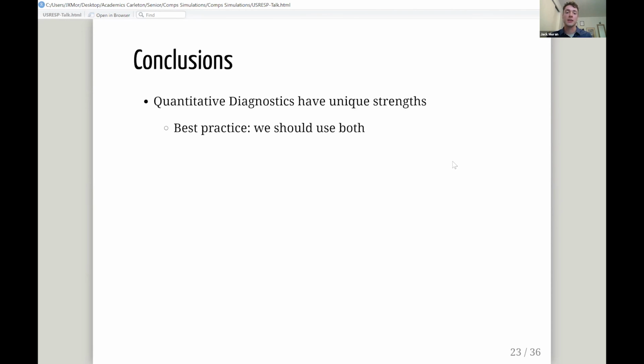The conclusion is that the lineup protocol and quantitative diagnostics both have unique strengths. Best practice, if we're trying to evaluate logistic data, is we should use both the lineup protocol and the goodness of fit test. And then if we're using a lineup, we prefer bin residual plots over empirical logit plots. And so when we're fitting a model and doing logistic regression, these are things to keep in mind.